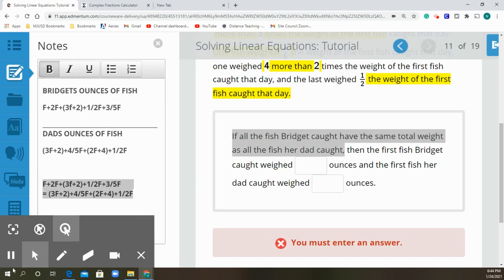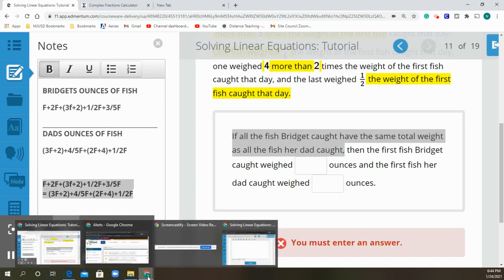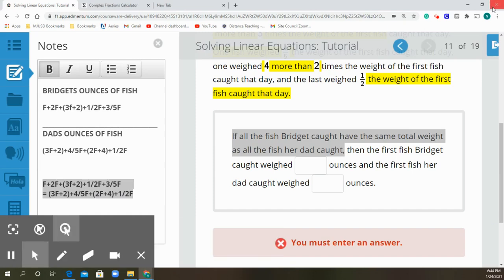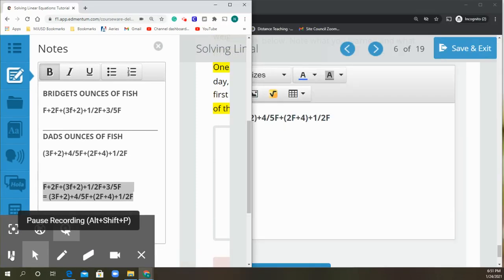Okay, I'm going to try to do this again. No, that's not it. Where did my other tab go? Dang it. Pause it again.